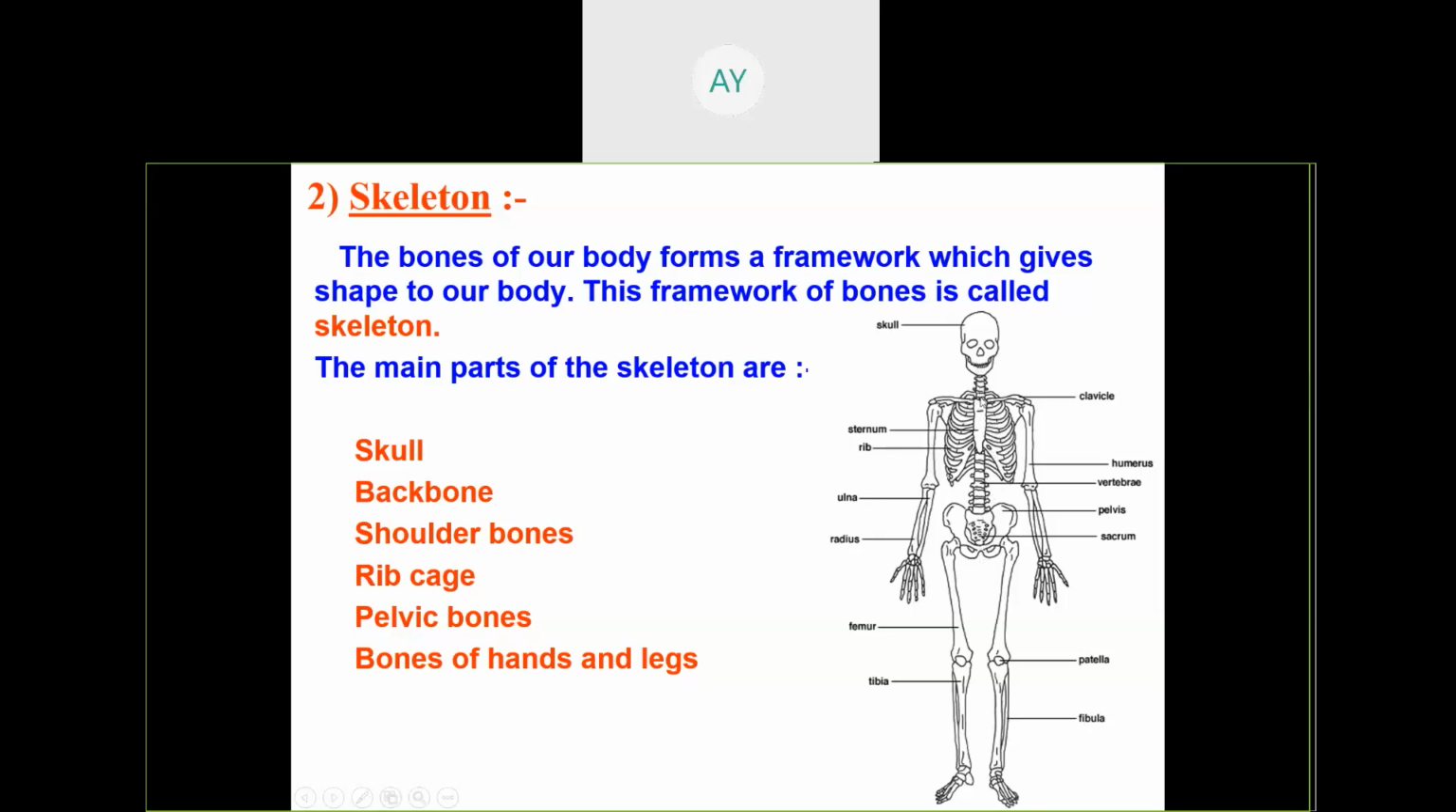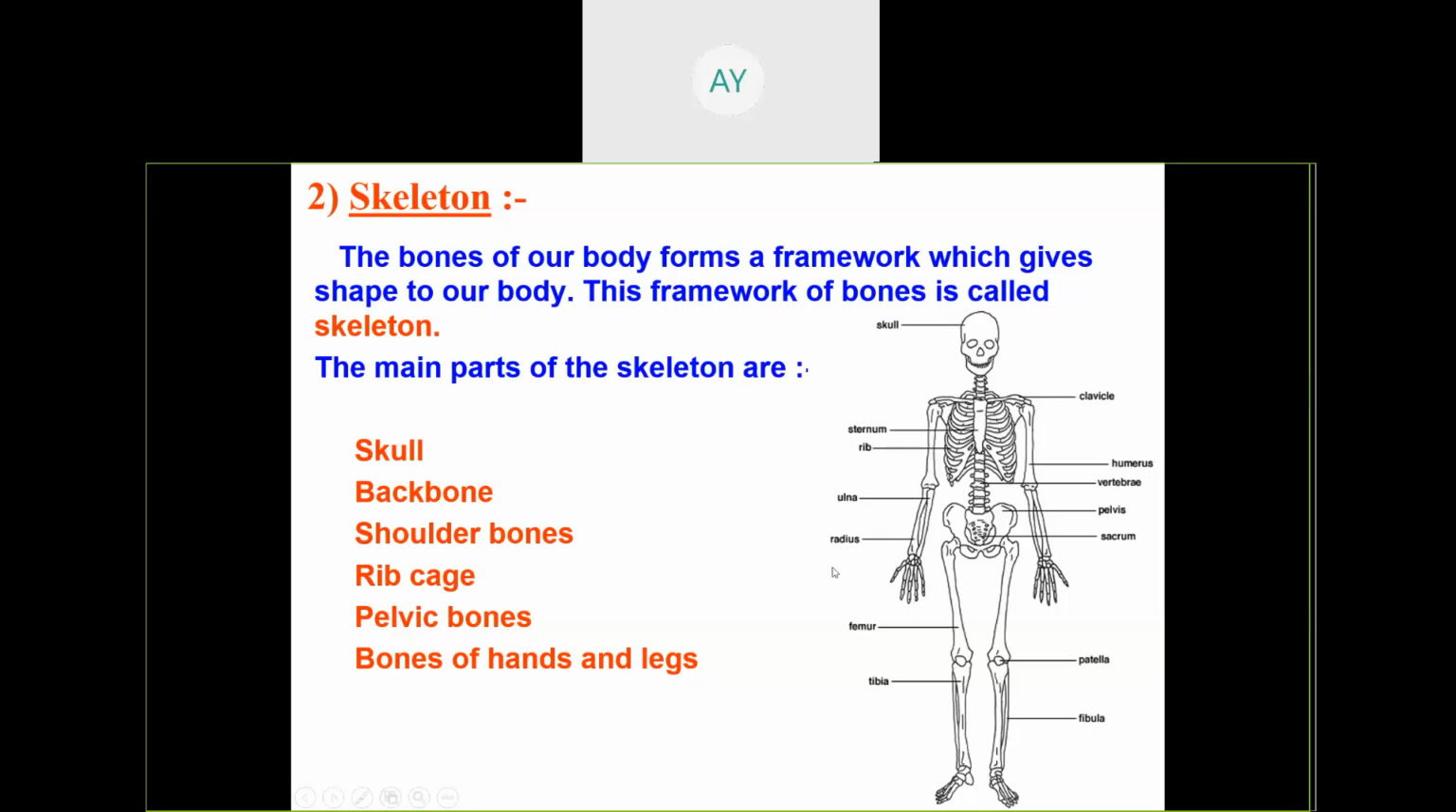They are joined together by the vertebral column, that is the backbone. Next is the shoulder bone, the clavicle. Next is the rib cage. There are 12 pairs of ribs that protect your lungs and heart. These 12 pairs of ribs protect the soft organs.